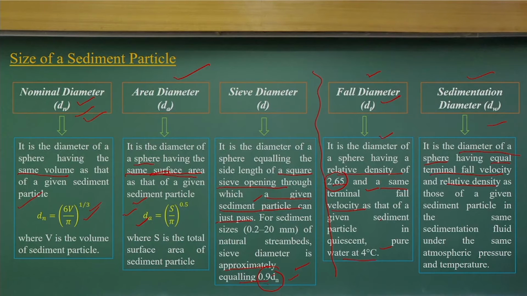So these five diameters are theoretical, but please try to understand them. We use these five diameters to define the sediment properties for different processes: deposition, lifting, nutrient carrying. And the middle one, the sieve diameter, is easy to measure by just sieving, and it establishes a link to the others. So please note these five diameters: nominal, area, sieve, fall, and sedimentation diameter.